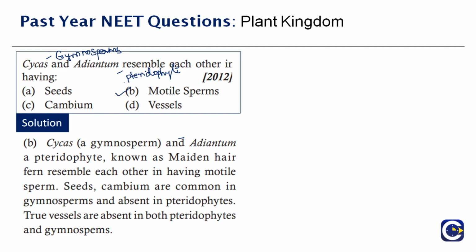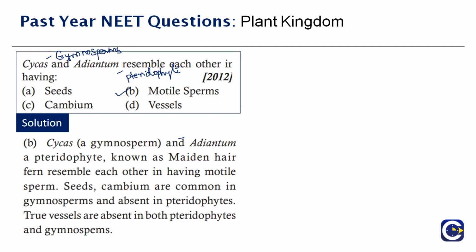Okay, seeds, cambium are common in gymnosperms and absent in pteridophytes. True vessels are absent in... See, when we discuss each option, motile sperm is actually the one which resembles between both. If you look at seeds, no, that's not the right answer. Cambium is common in gymnosperms but absent in pteridophytes. But you have two features here. You're talking about gymnosperms and pteridophytes. Cambium is of course present in gymnosperms, but it is absent in pteridophytes. So it is present in Cycas and it is absent in Adiantum. So then it becomes wrong.